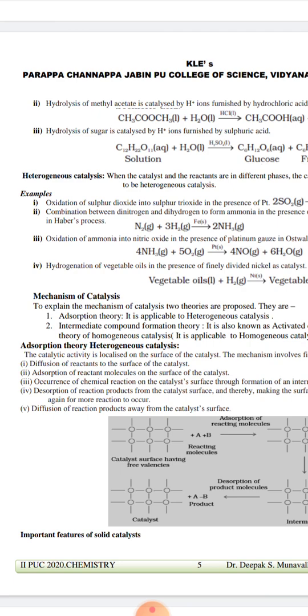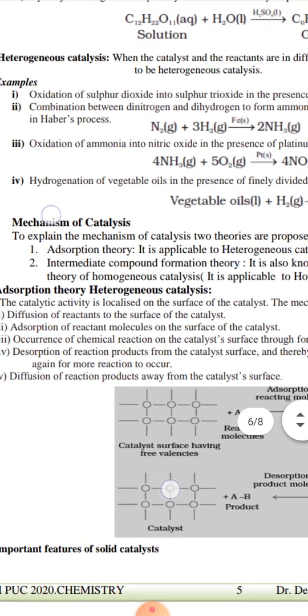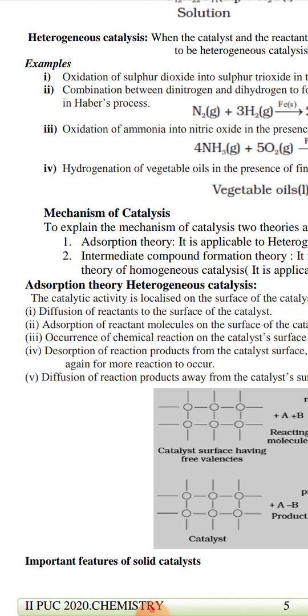In surface chemistry, in catalysis, we are studying adsorption theory to understand the mechanism of catalysis, how it changes the rate of the reaction, how it increases or decreases the rate of the reaction, which can be understood with the help of this adsorption theory. Adsorption theory of heterogeneous catalysis. You can see there are 5 steps here. Diffusion of reactant to the surface of the catalyst.